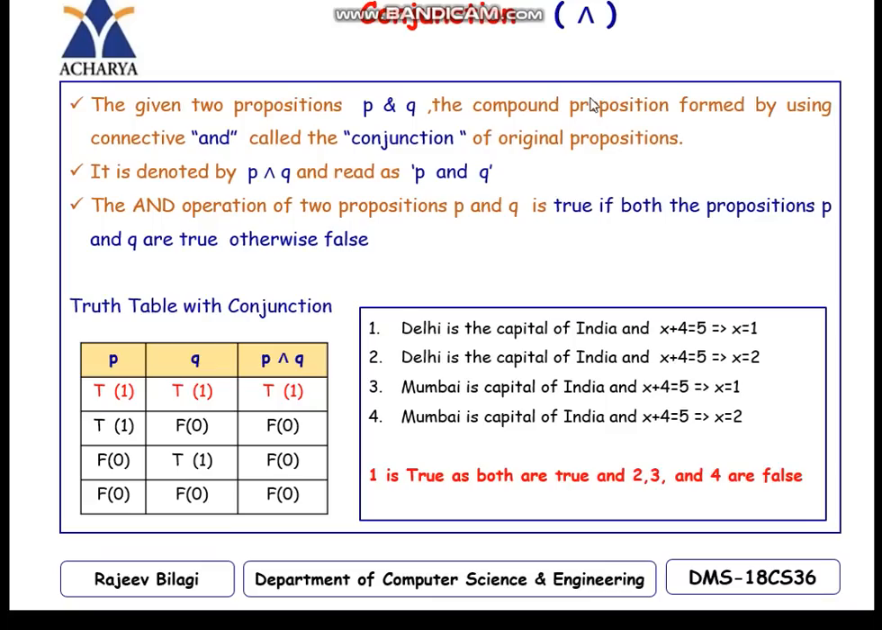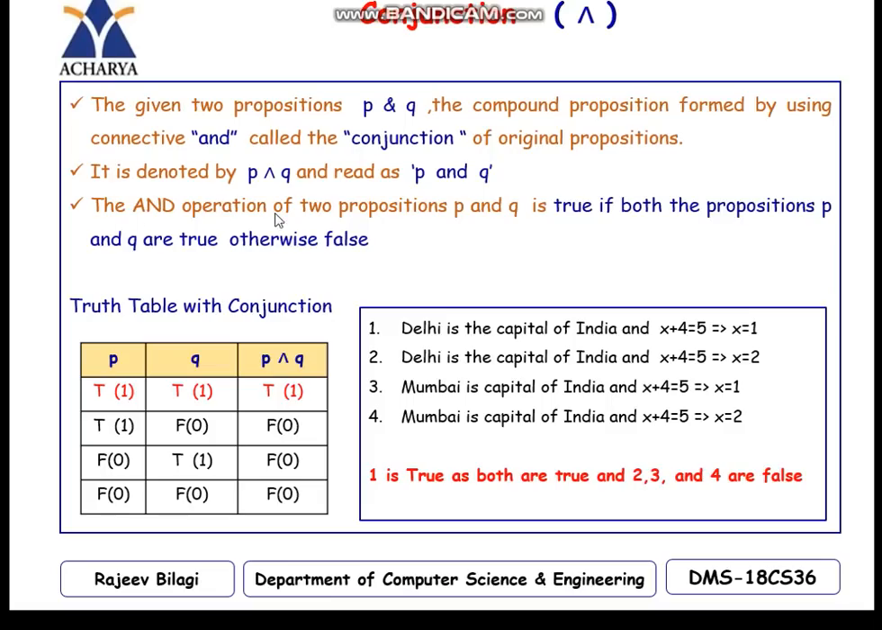The compound proposition definition is: it is a combination of two or more than two propositions. The compound proposition formed by using the connective and. So conjunction means the AND operator, and it is called the conjunction of the original propositions. What are the original propositions? P and Q are the original propositions. It is denoted by P and Q and is read as P and Q.